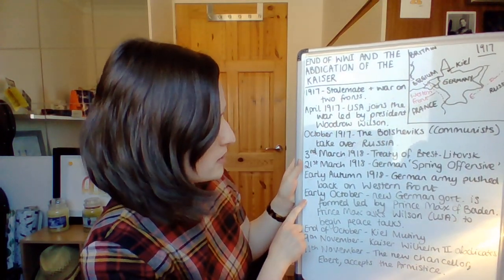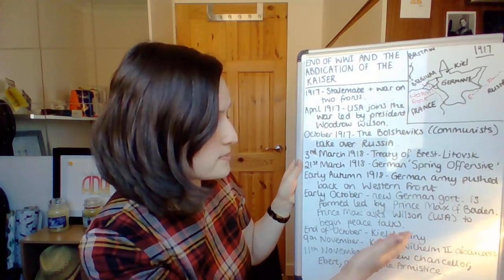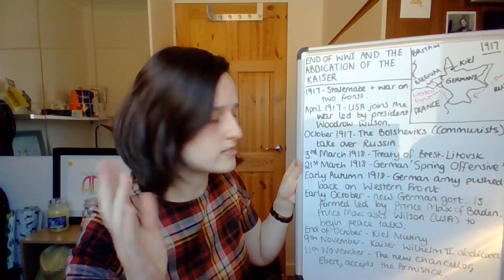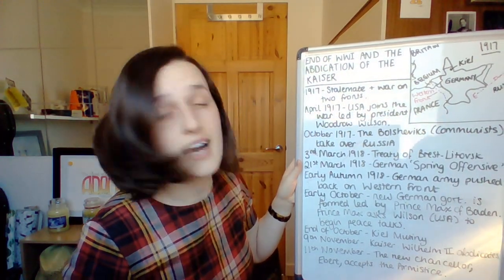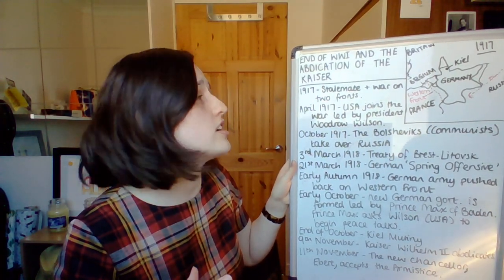Then, early October, a new German government is formed, led by a man called Prince Max of Baden, which might sometimes be written as Prince Max von Baden. Once he's set up this new government, the Kaiser is still officially in charge, but he's decided he's going to set up this new government.